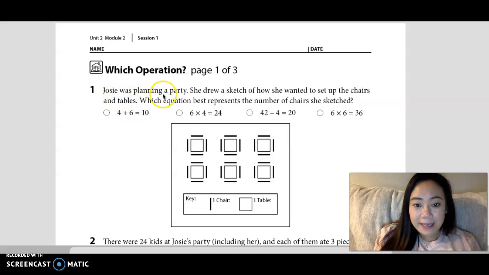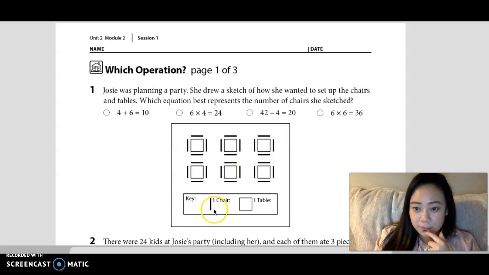Josie was planning a party. She drew a sketch of how she wanted to set up the chairs and tables. Which equation best represents the number of chairs she sketched? So she's doing a party and she drew something to represent that. Which equation represents the number of chairs? Okay.